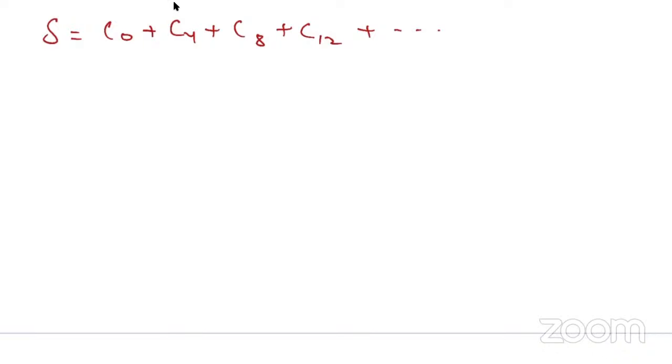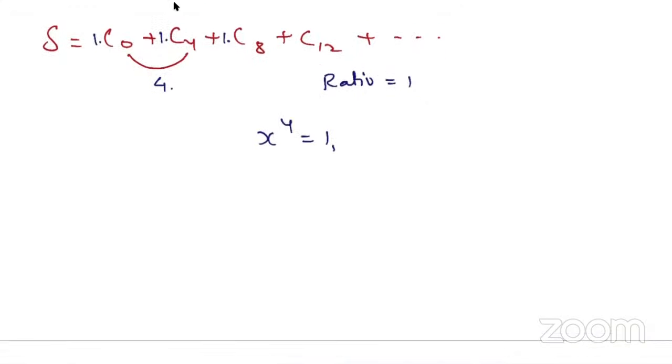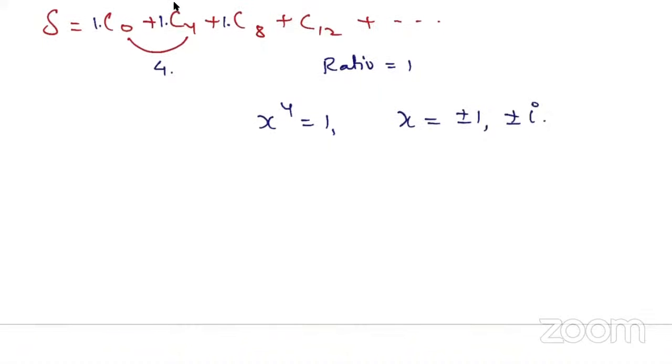See, in this case the difference is 4, right? And the numbers given are 1, 1, 1, 1, so the ratio is 1 only. That means x to the power 4 is equal to 1, so x is equal to plus minus 1 and plus minus i. 4 values are there. Very good, very good. Kevin, very good. 4 values are there, right?